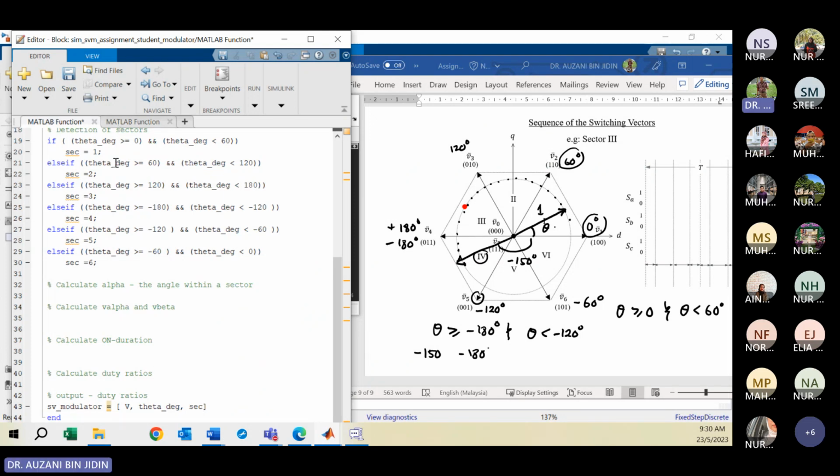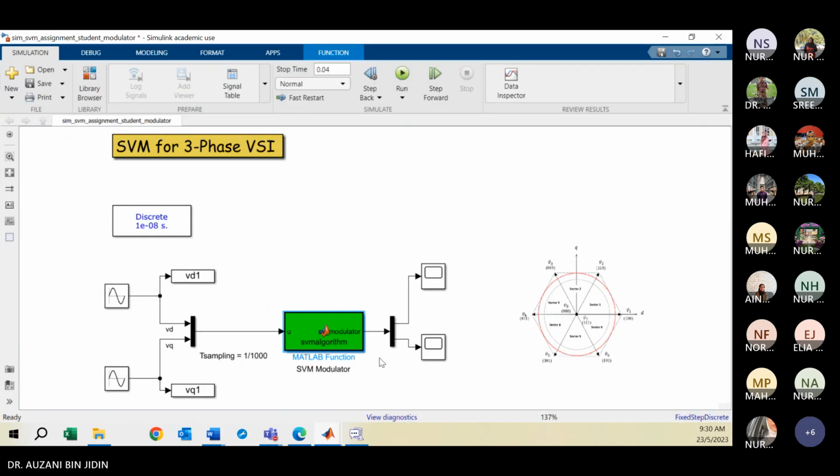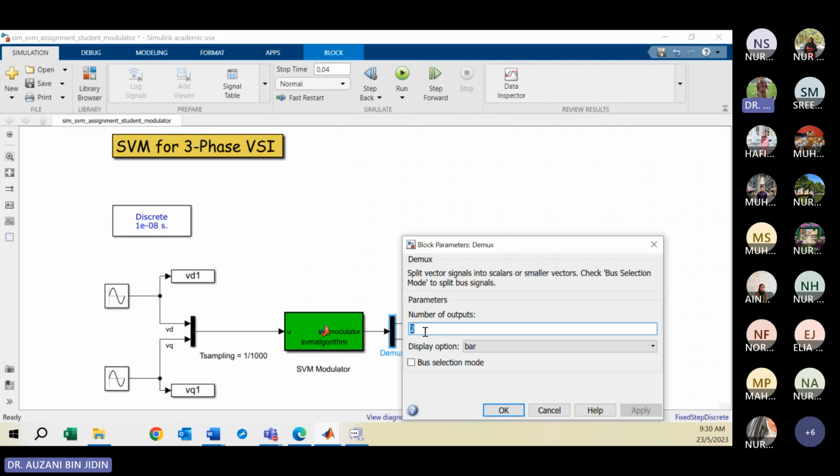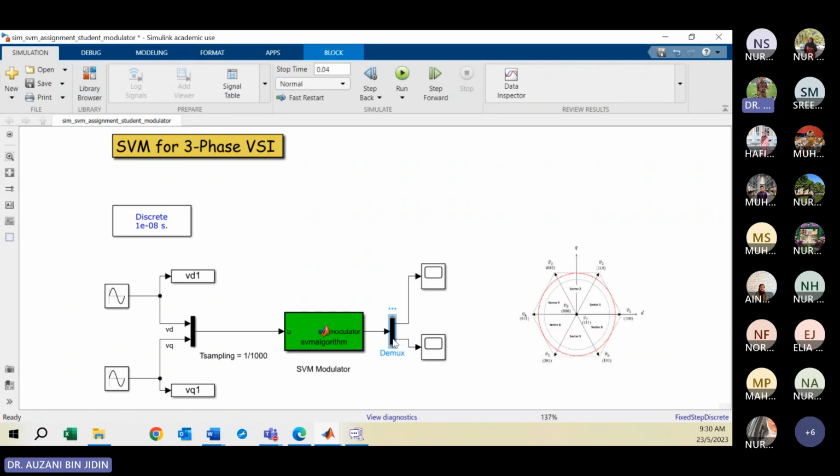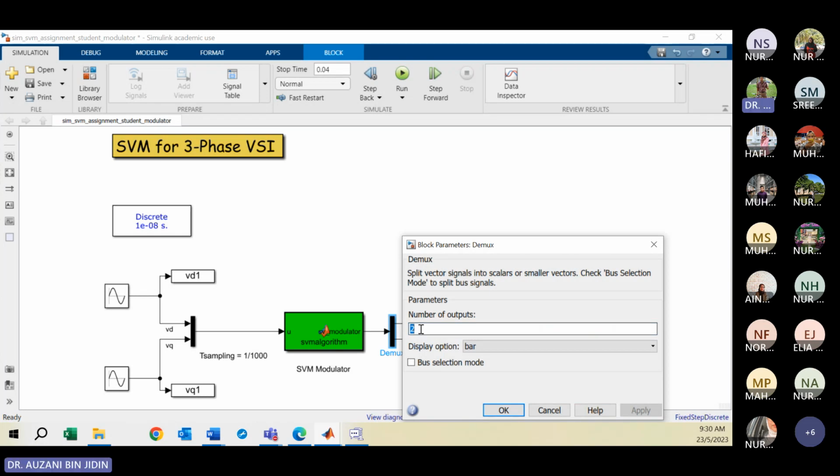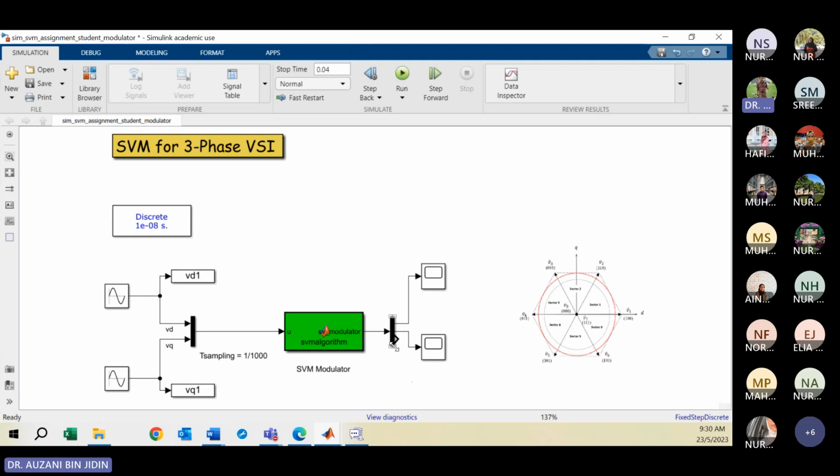Okay, then we try to verify the output. So means here, you kena add additional output. You double click the demux block. Demux block ni double click. So now you kena add from 2 to 3, because your output ada 3 kan, the magnitude V, theta in degree and the sector. So change to 3. Maybe you can resize this block.